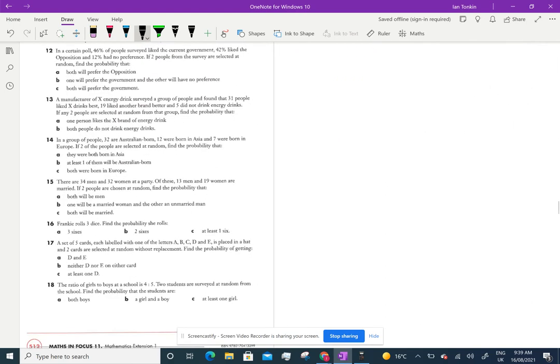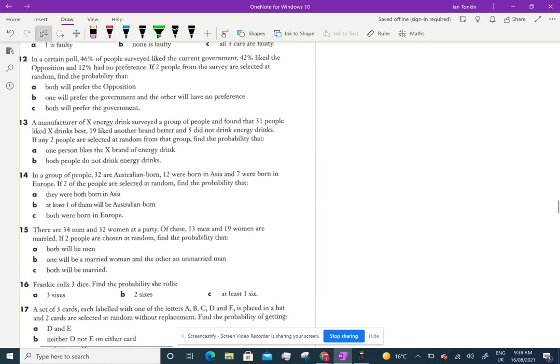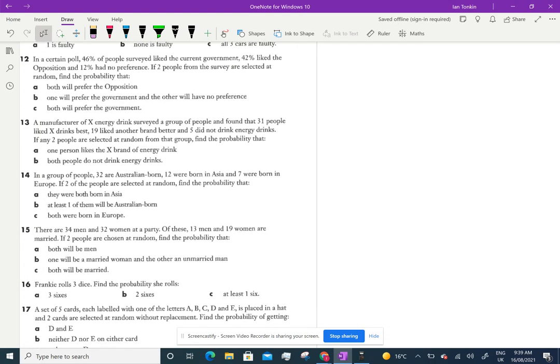Let's go up here when they start talking about manufacturing. I want to do question 16, and that'll do it. Let's have a look at 13. They're making an energy drink, and they surveyed people. So they've got this relative frequency. Found that 31 people liked X drinks best, and 19 liked another brand. So they either like X or another brand, and 5 did not drink energy drinks. Okay, so this is going to be a triple. Now remember, you can do this without a tree diagram.